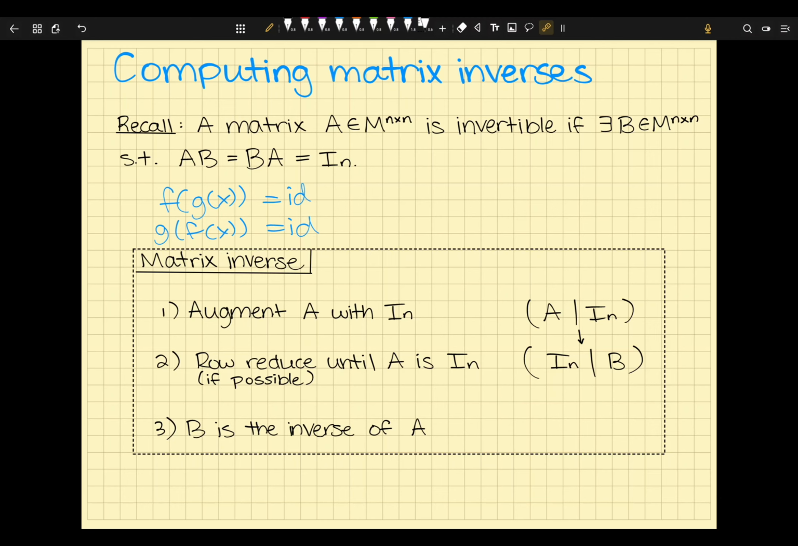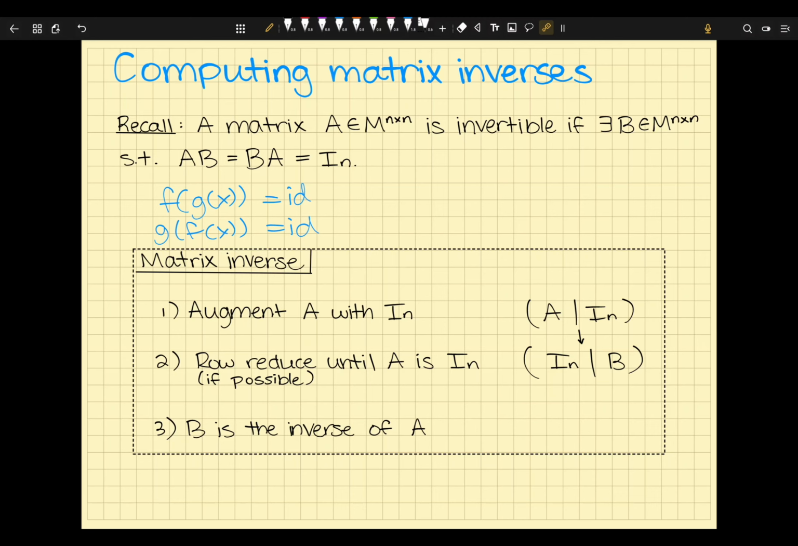All right, and the way we're going to compute the inverse is we're going to take a matrix and augment it with the identity. So we'll have A, and then we'll augment it with the identity. And then what we're going to do is try to row reduce A to I. And as we row reduce A to I, we're also going to row reduce I to B. And if we're able to bring A to the identity, then B is the inverse of A.